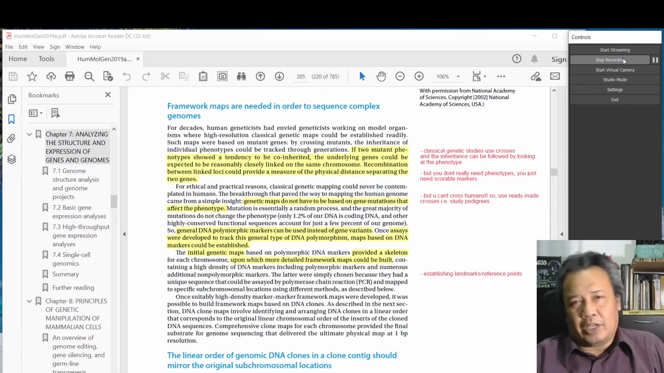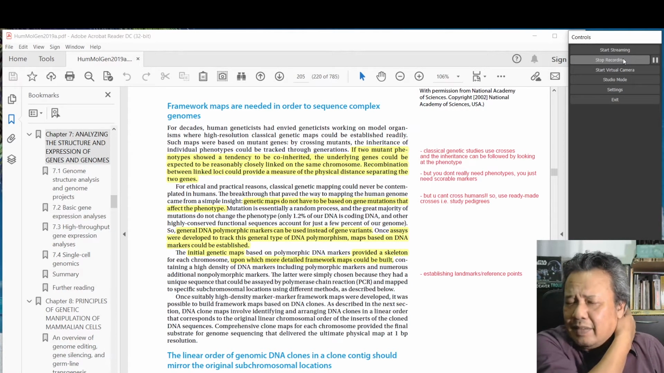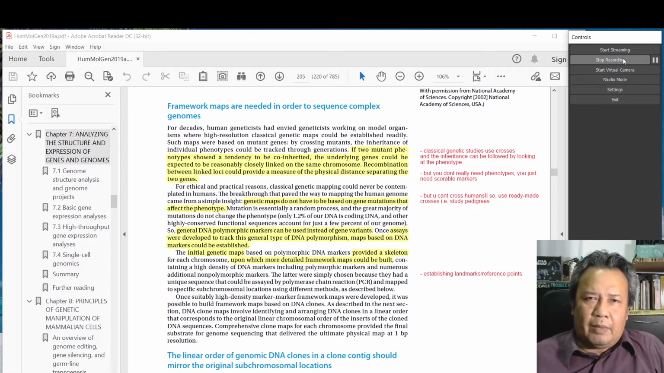Unfortunately, of course, you cannot do crosses for humans. So what you do then is to study natural crosses. And what I mean by natural crosses is studying the pedigree. They actually establish families large enough so that you can do the calculation. It's the same thing.